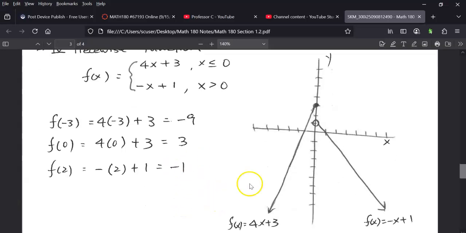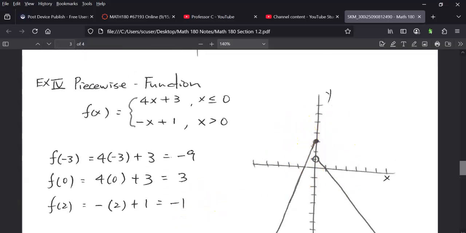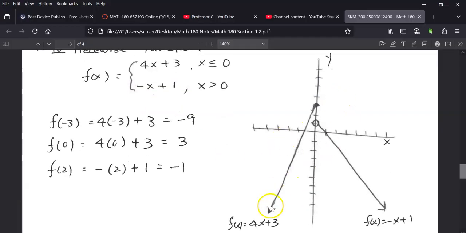Now, a piecewise function looks like this. It's a function that's broken into pieces, and so it follows two lines. If you look at where zero is, it says anything that's zero or less than zero is going to follow the line 4x plus 3. So this line right here, 4x plus 3. Now, anything beyond that, after zero, not including zero, because our open circle is right here, will follow negative x plus 1. So the second line right here is negative x plus 1. That's the graph of a piecewise function.